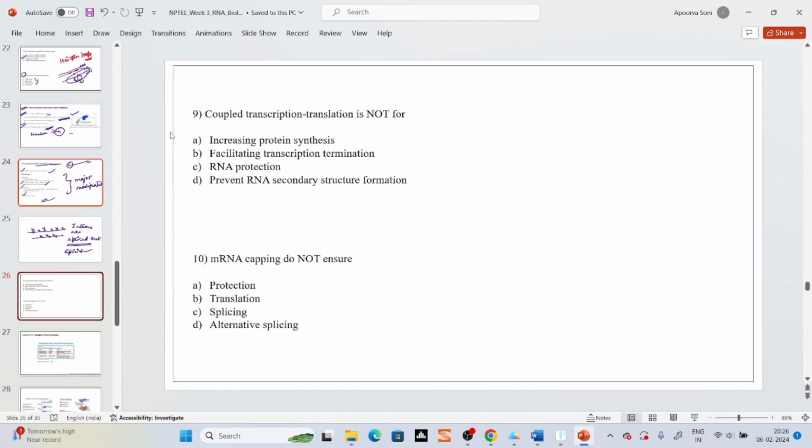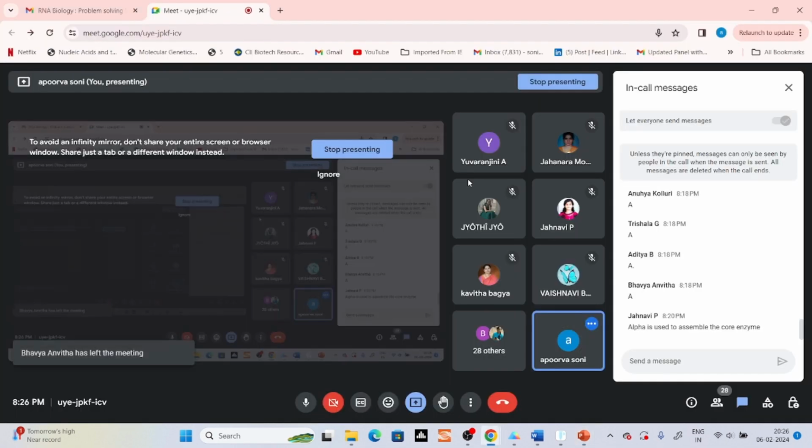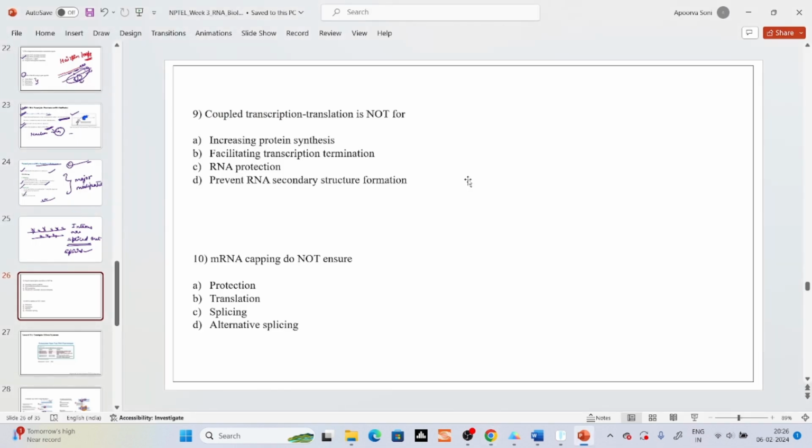Now comes 2 more questions. Coupled transcription and translation is not for increasing protein synthesis, facilitating transcription termination, RNA protection, or preventing RNA secondary structure formation. So tell me the answer.